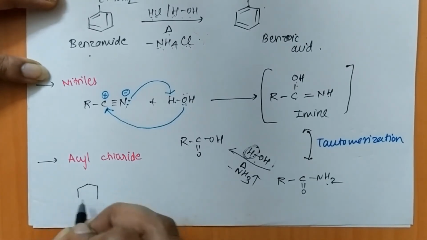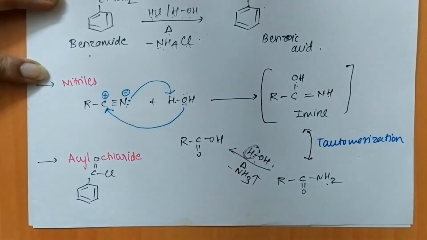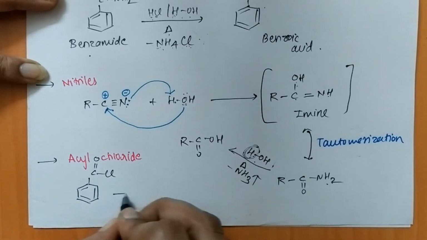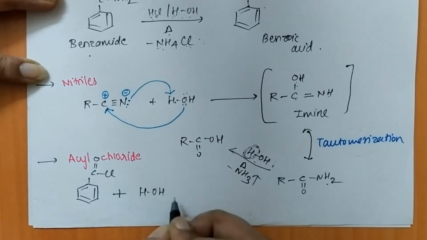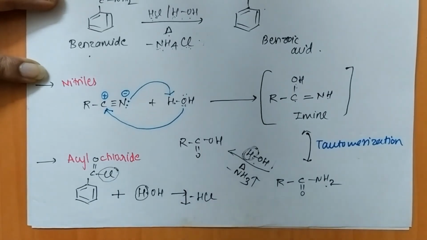So benzoyl chloride, we have a benzene ring with C double bond O and Cl. Now this benzoyl chloride, when it reacts with water, is going to undergo a dehydrohalogenation reaction, where this Cl atom and this H atom are going to combine together, which will give us HCl, and ultimately we are left with benzene and C double bond O, and we are left with OH, which is going to combine with the carbonyl compound to give us benzoic acid.